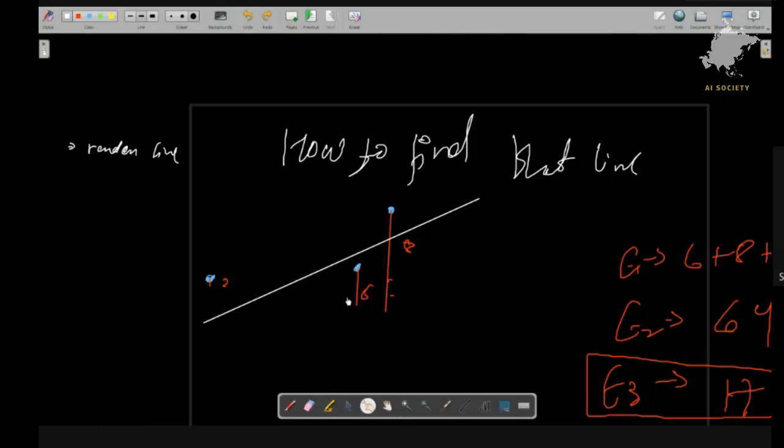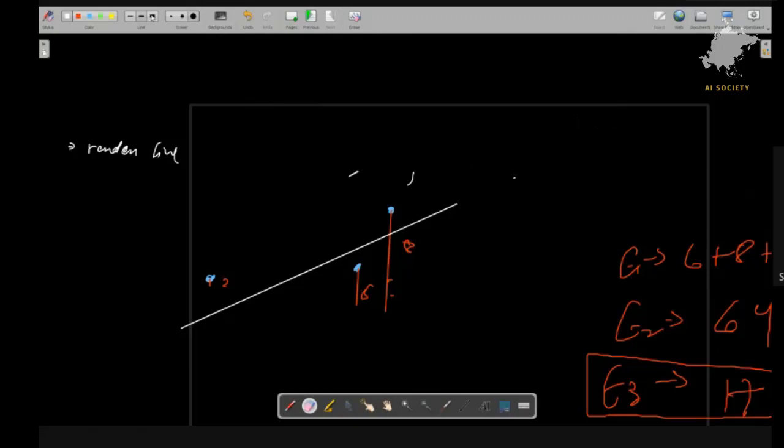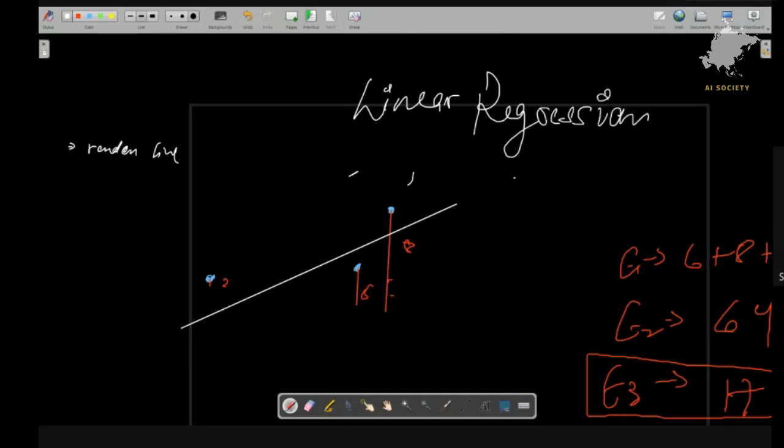That means, in the background, when you train a model, the line is moving like this, like this, and this, and reaches here. That is how in the background the whole line is moving. And the algorithm that I'm talking about is called linear regression. This is how linear regression works, in a nutshell.